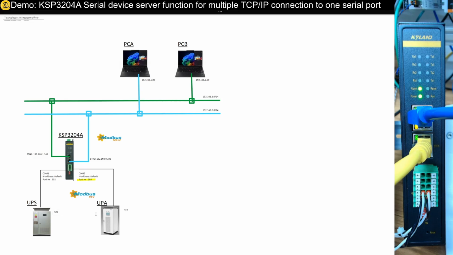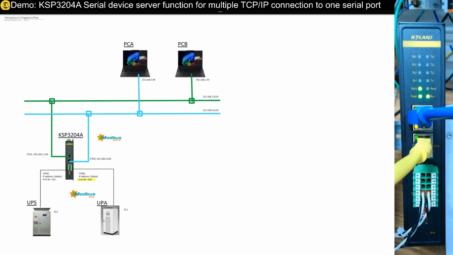Let's say I have two serial devices over here, connecting to different ports, port 1 and port 2. I have this Modbus TCP/IP client, and I have another device over here. Let's call them PCA and PCB. The motive is PCA is able to reach out to UPS.